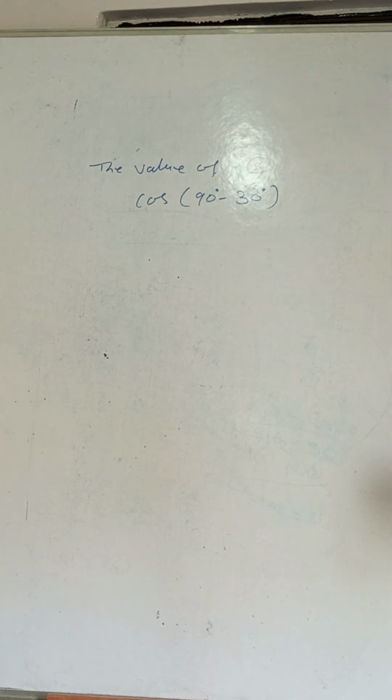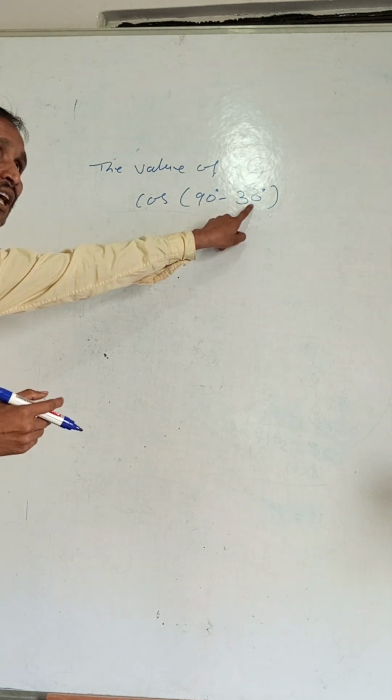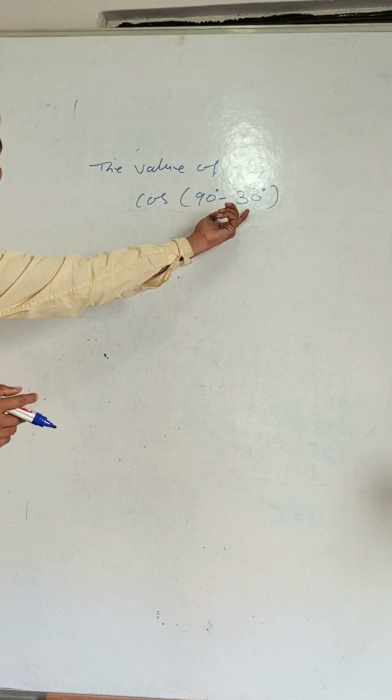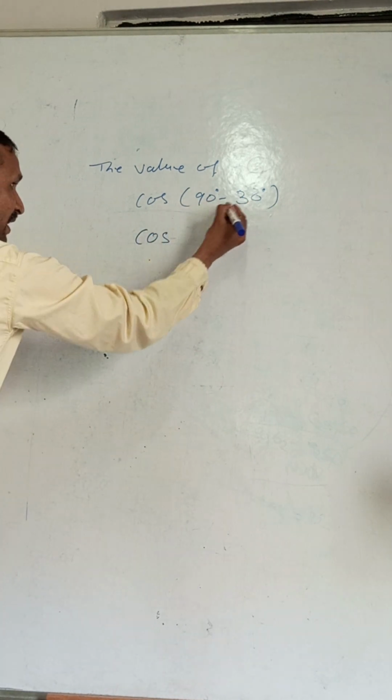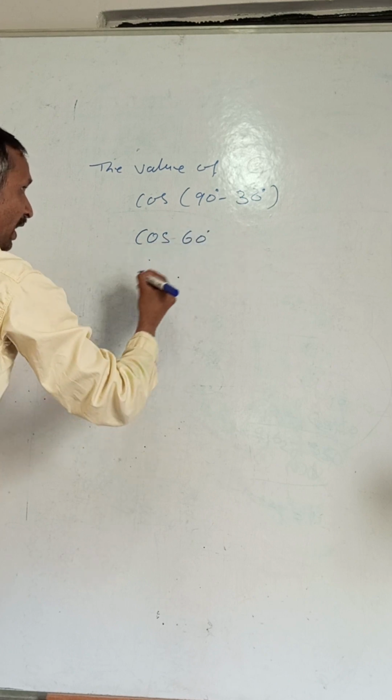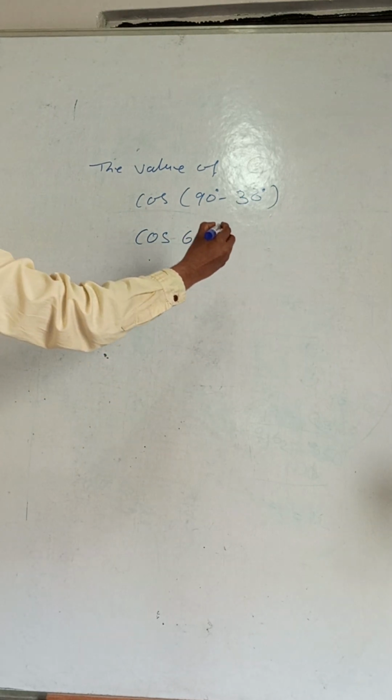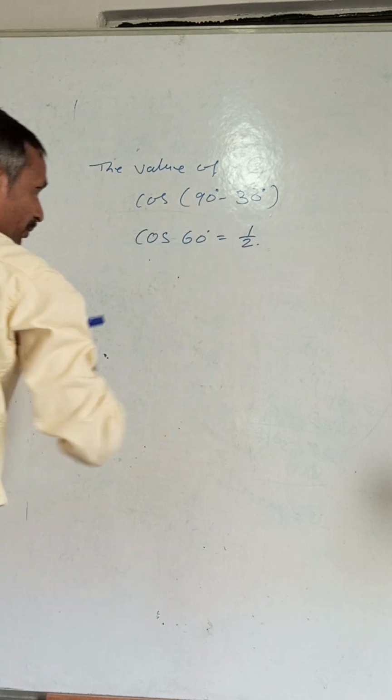Now we can do it like this. 90 minus 30, we can subtract because the degrees are the same. In this way, cos(90 minus 30) is equal to cos 60 degree, and cos 60 degree value you know is 1 by 2.